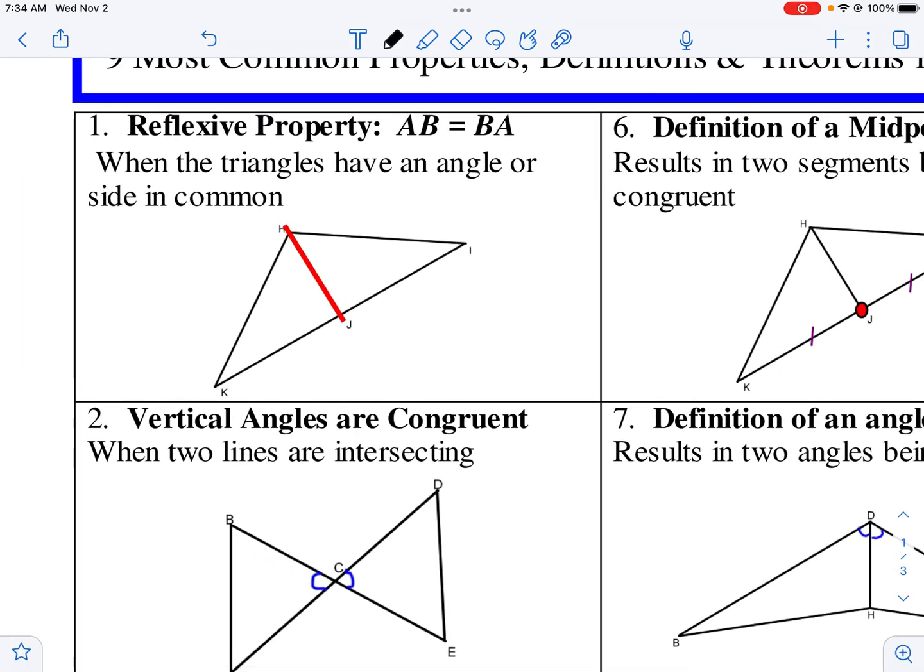All right, so let's just look at reflexive property. So when they have a common angle or side. So if you look at these two triangles, they share HJ. So we know they're congruent. So you would just simply say, here's your statement. HJ is congruent to HJ. Your justification, excuse me, reflexive property.